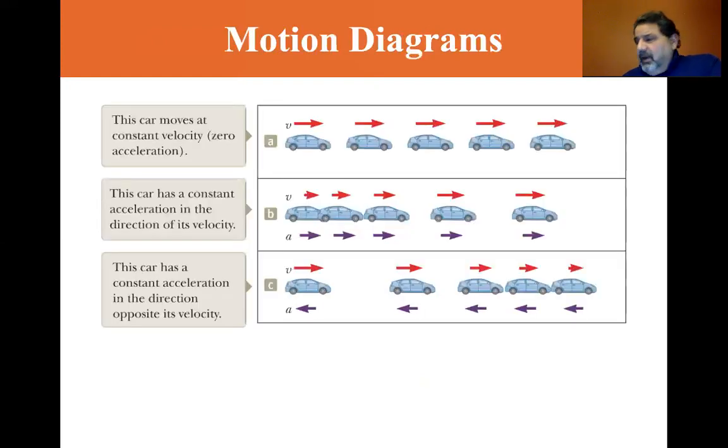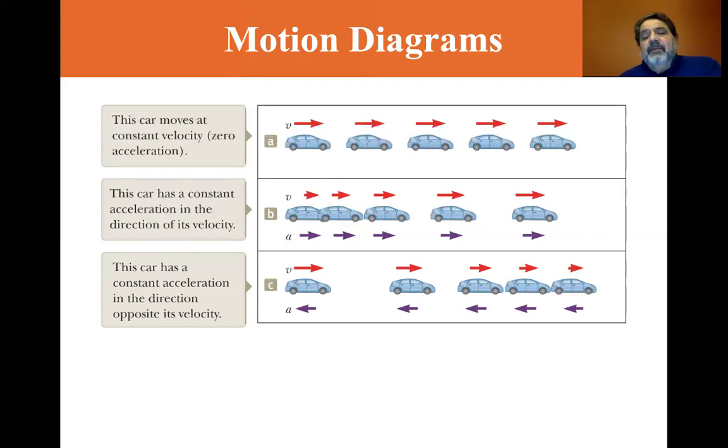Okay, and motion diagrams. This is actually the next section. This is 2.6, but I think it's instructive to talk about it here. We can see in the top A, it's a car moving with constant velocity, and you see each of the red arrows is the same size, and you can see the spacing between the cars is uniform. So this is a car moving at constant velocity. That is zero acceleration.